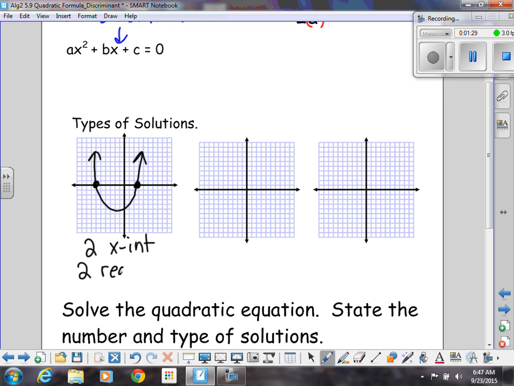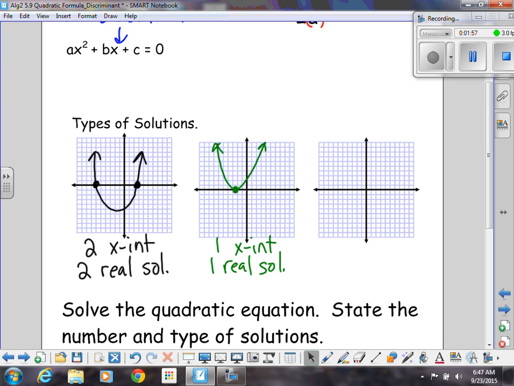The reason I'm calling them real is because these do not involve any imaginary numbers like the i that we were talking about in the last video. And then we could also have a parabola that looks like this, where it only crosses or touches the x-axis once. So that means I have one x-intercept, or another way of saying that is I have one real solution.